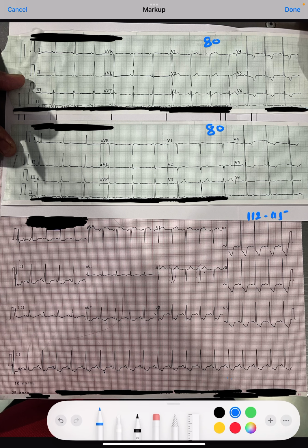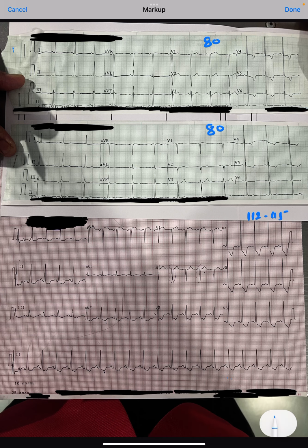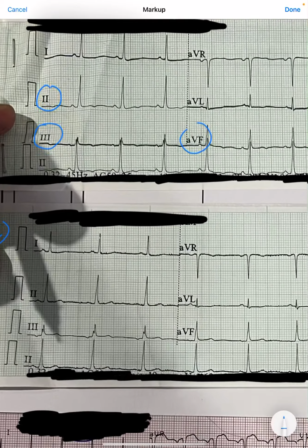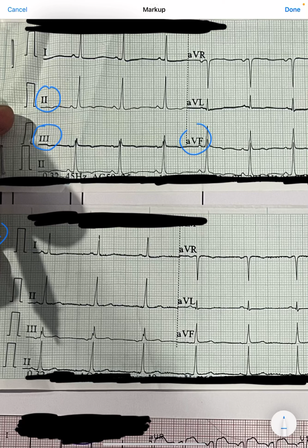The patient had presented with chest pain. This is the first ECG, this is the second, this is the third. The important thing I want to show is to look at leads 2, 3, and AVF. These three leads you can see. When we zoom in, we can very nicely make out the P wave, the P wave which is here, and the P wave which is here.